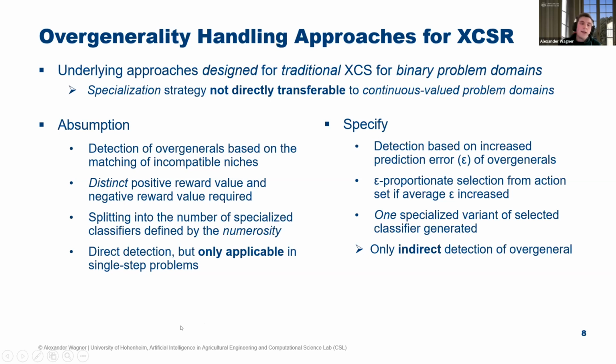But the identification techniques are transferable. In Absumption, this identification is based on the idea that overgenerals match multiple, or match these incompatible niches, and therefore if an overgeneral receives positive and negative reward values, this classifier is regarded as overgeneral, and then it will be decomposed into more specialized classifiers. The number of classifiers it is decomposed into is defined by the numerosity of the overgeneral classifier. Absumption uses a direct approach to detect overgeneral classifiers, but it's only applicable in single-step problems.